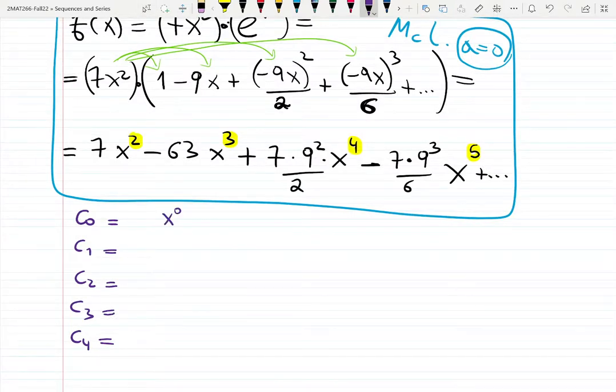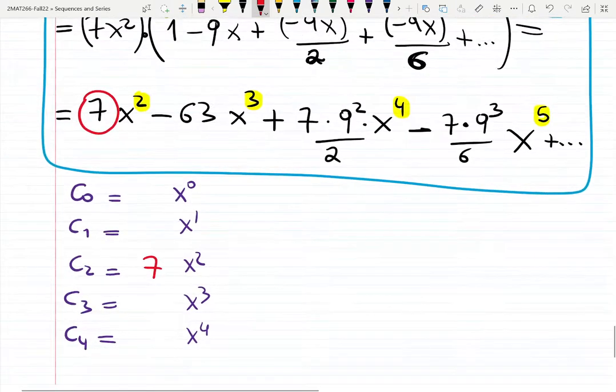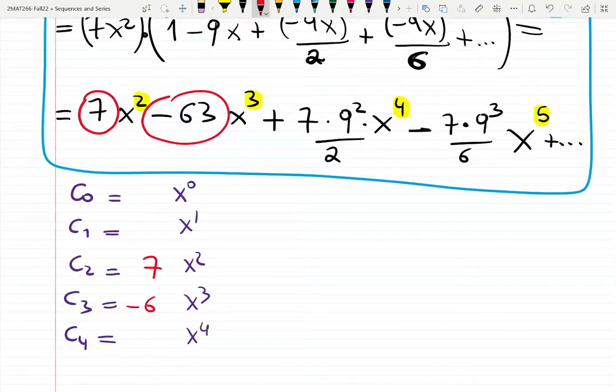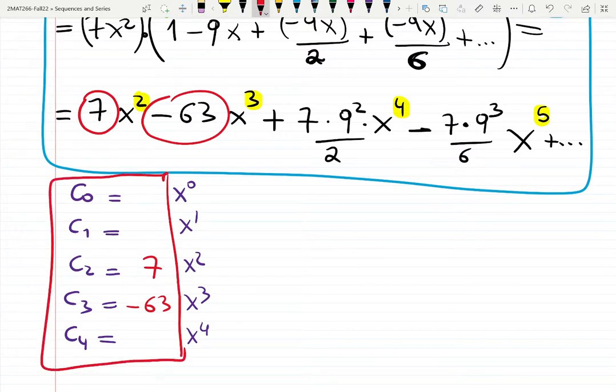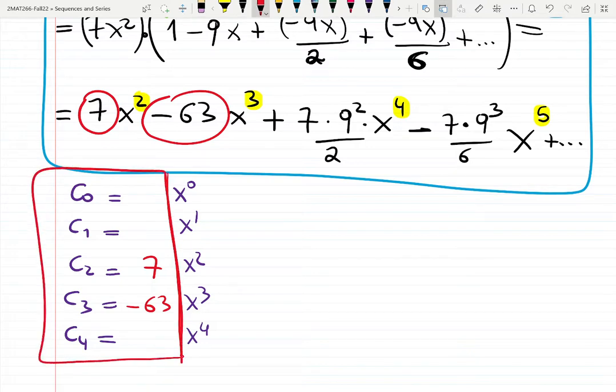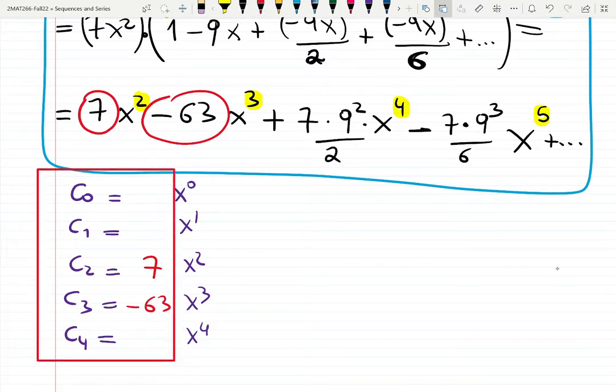In general, in this case, we're starting with x squared. This should be x to the 0, x to the 1, x to the 2, x to the 3, x to the 4, like so. But we need coefficients. So coefficients will be 7 goes only to c sub 2. See? Minus 63 goes to x cubed, so like so. Goes to c sub 3. Nice. Then it's going to be 7 times 81 over 2, 7 times 9 squared over 2. 0, 0, because we skip them.